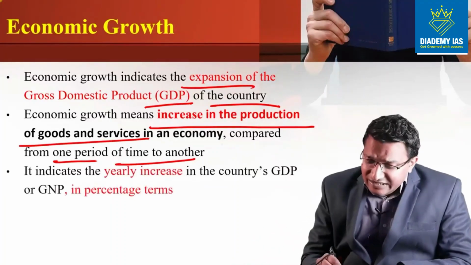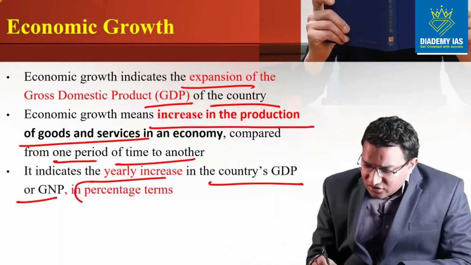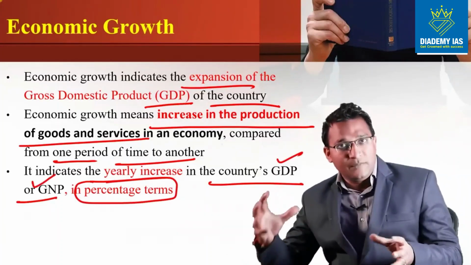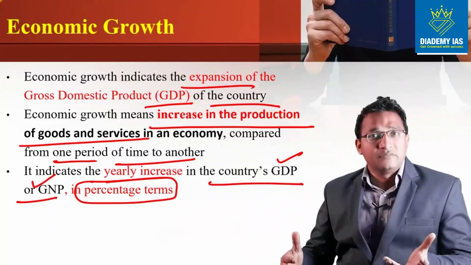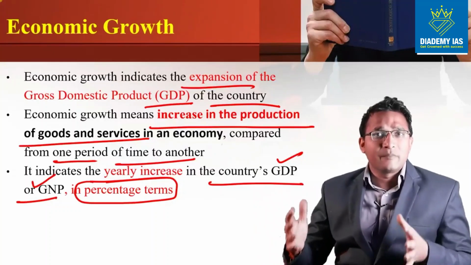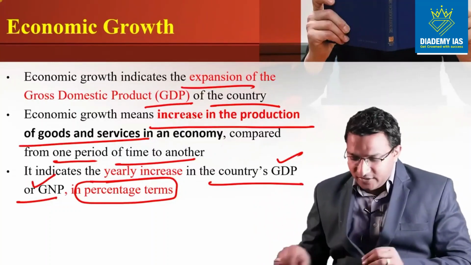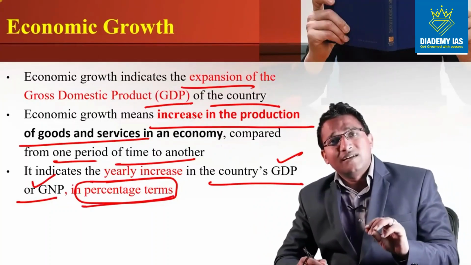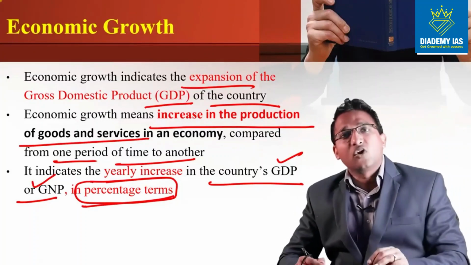It indicates yearly increase in the country's GDP or GNP in the percentage term, right? So when we are saying GDP or GNP, we compare GDP to GDP, we compare GNP to GNP, we compare per capita income to per capita income, right? So every indicator can have its own comparison, but this comparison will be done with reference to the previous period, right? And this will be done in the percentage term. This percentage term we will calculate after some slides in the name of economic growth rate.